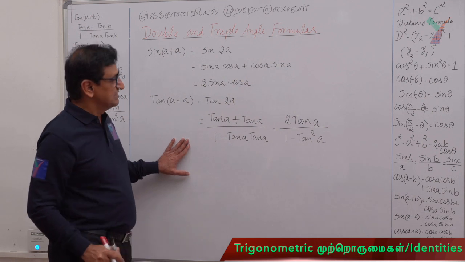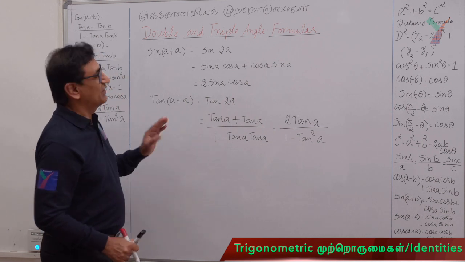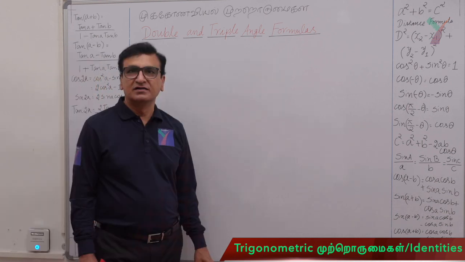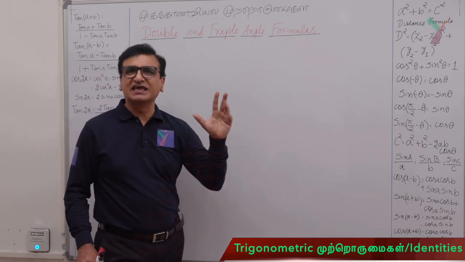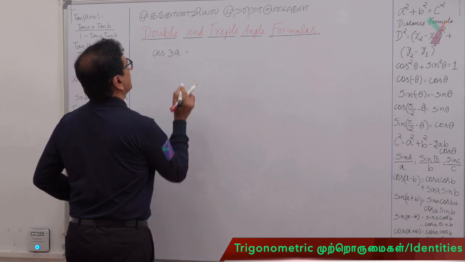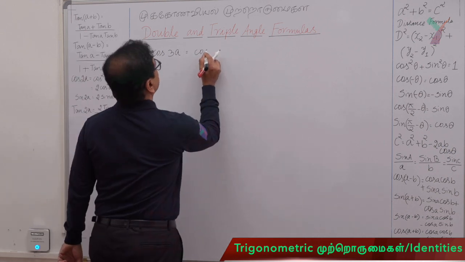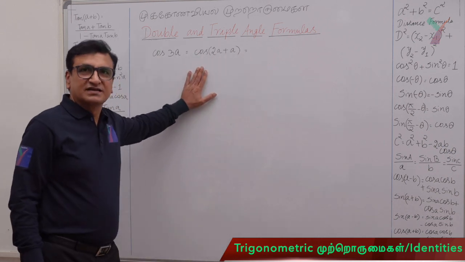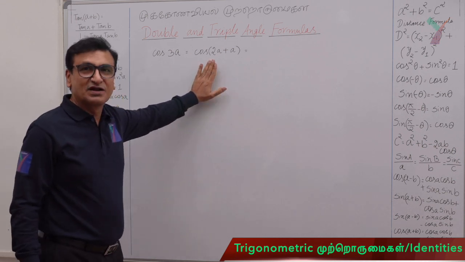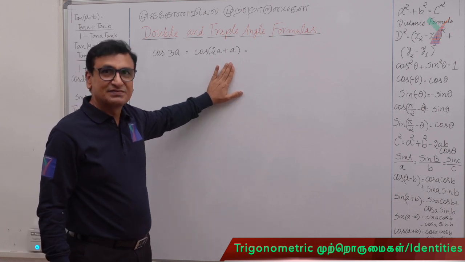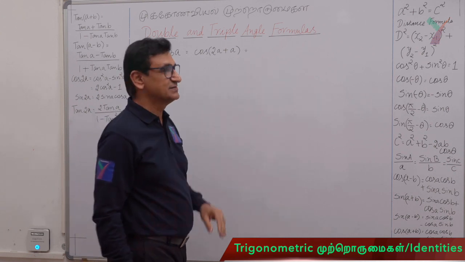Okay, next, shall we do one triple angle, that is cos 3A? Shall we do it? Okay, let me rub this and start afresh. Now we are going to do a triple angle formula. Let's start with cos 3A. How can we write cos 3A? Can we write it as cos 2A plus A? If we write this in the cos A plus B formula, what will it look like? Cos 2A multiplied by cos A minus sin 2A multiplied by sin A. Correct?